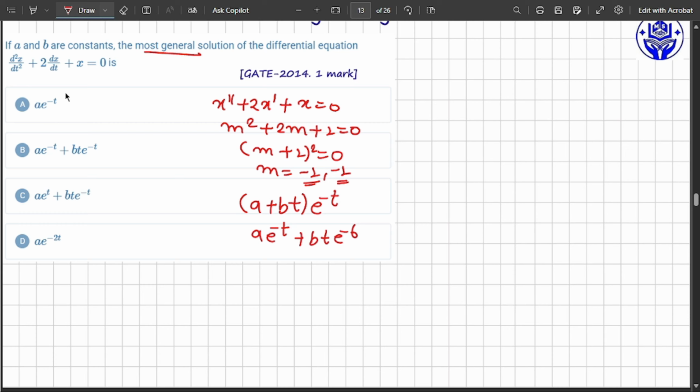Whenever you have this kind of differential equation, this is an individual solution, and this is again an individual solution. It is saying that it is the most general solution. If it were talking about a solution, then of course this would be correct, but it is talking about the most general solution. So this can't be and this can't be, so this is the solution. So B is the correct answer for this question.